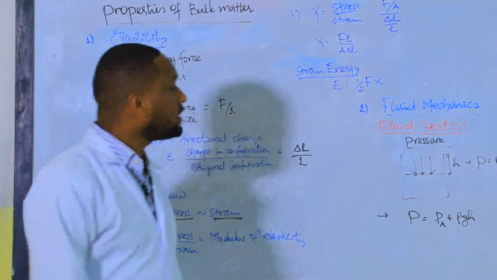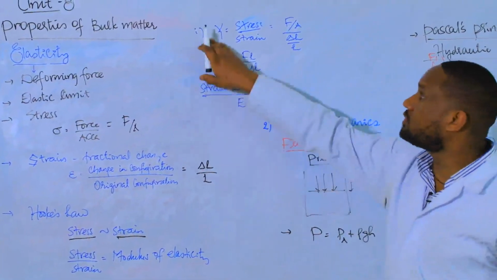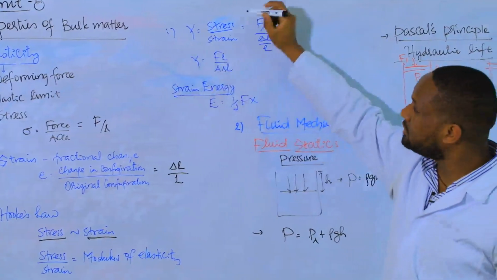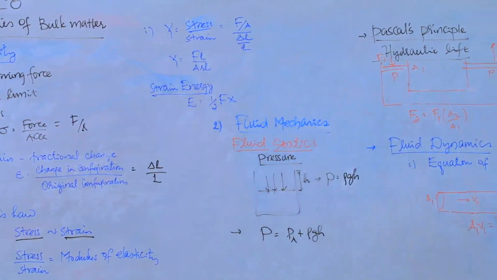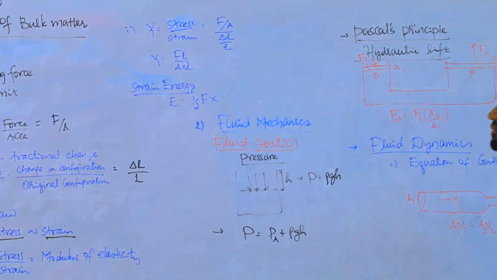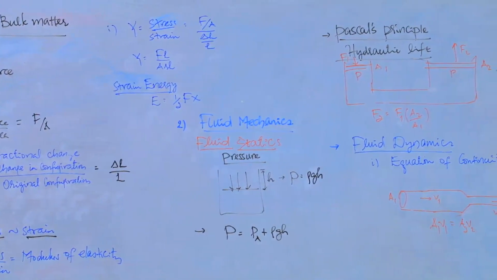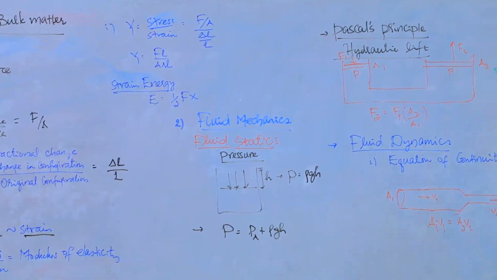So we have different kinds of modulus of elasticity. The most common one is called Young's modulus. Young's modulus is simply tensile stress over strain, that is force over area divided by change in L over original length, okay? And we can also have a bulk modulus and shear modulus, all right?